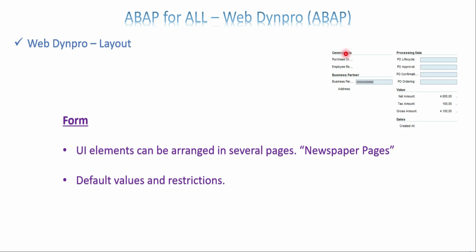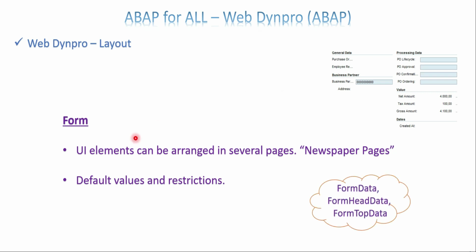Under the general data you can have different UI elements. Here you can have just a label and input field, here you may have a table, here just a text field. So you can keep different UI elements, because it looks like different blocks. It has its own values and restrictions, so you have to go through the properties of form layout and how we can achieve that.